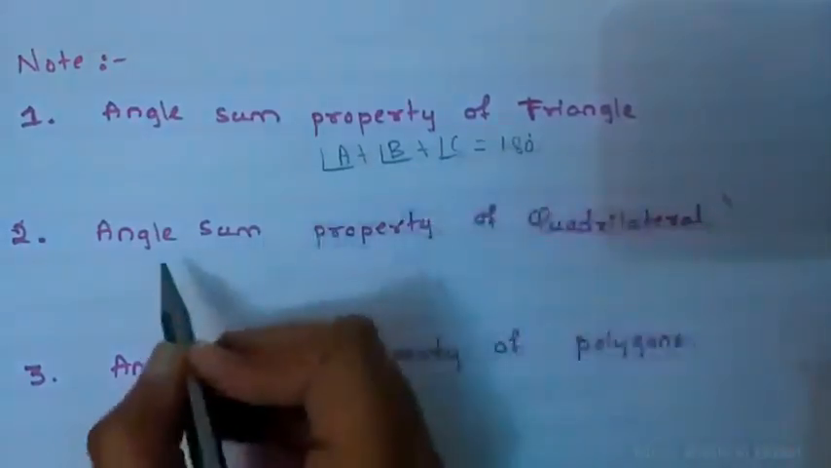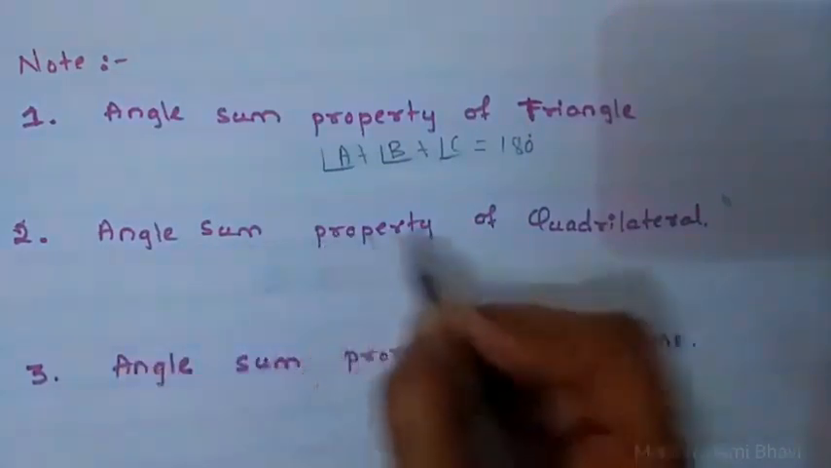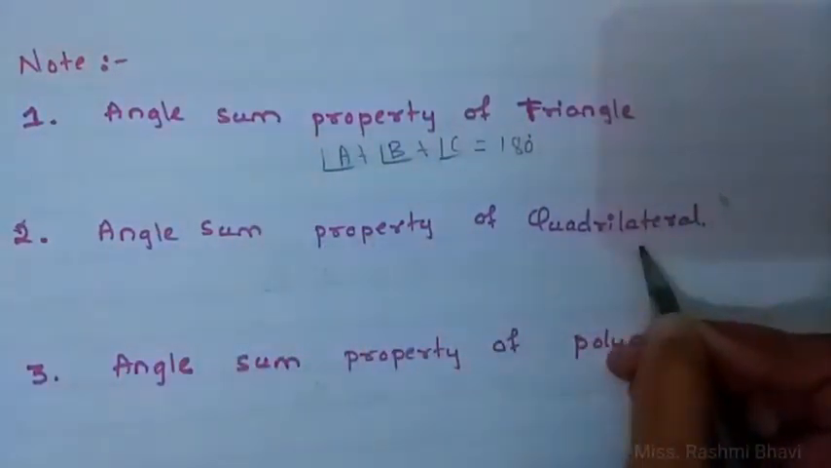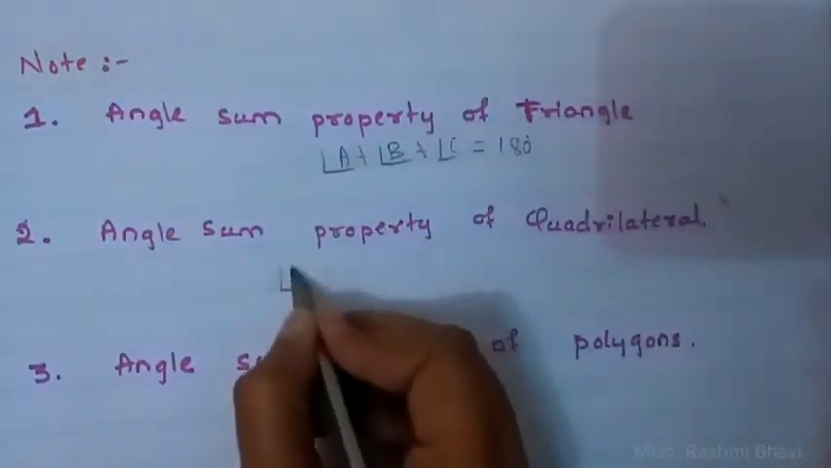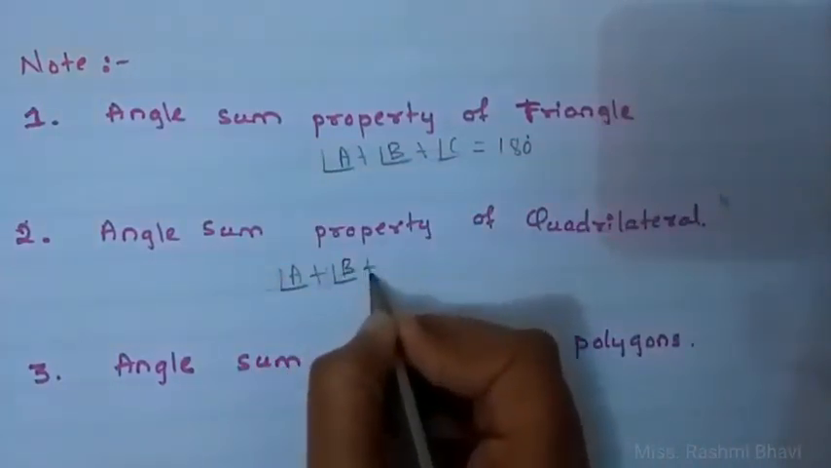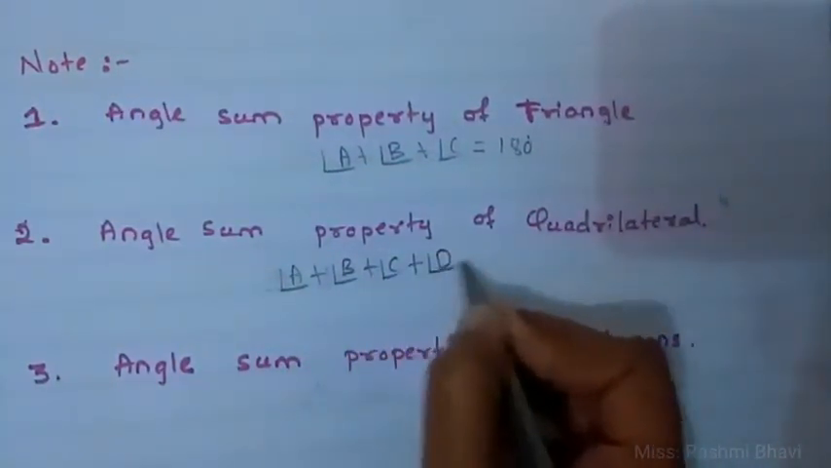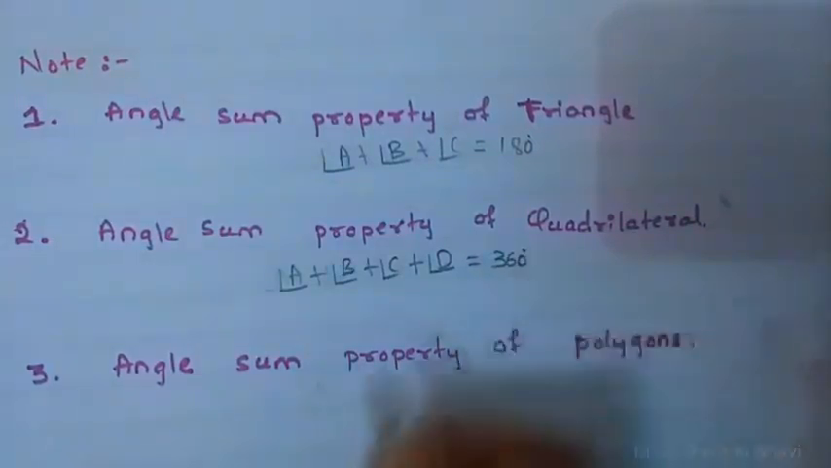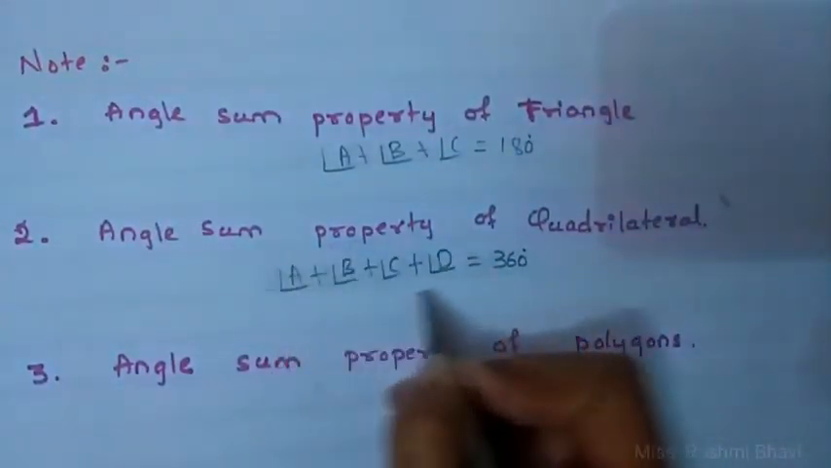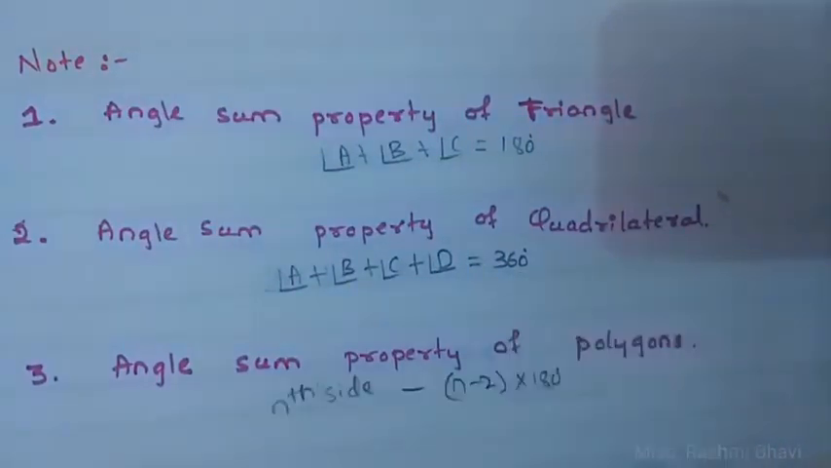So let's discuss now a quadrilateral. Angle sum property of quadrilateral. Here the statement is that the sum of the interior angles of the quadrilateral is 360 degree. In the quadrilateral we know that we have 4 interior angles. So angle A plus angle B plus angle C plus angle D is equal to 360 degree. The sum of the 4 angles of the quadrilateral is 360 degree. The angle sum property of polygons for n sides formula is (n minus 2) into 180 degree. This is the concept.